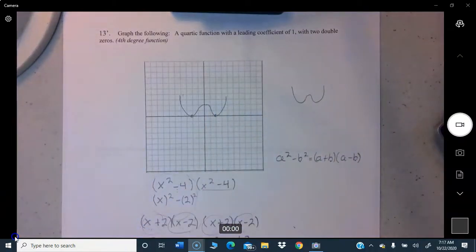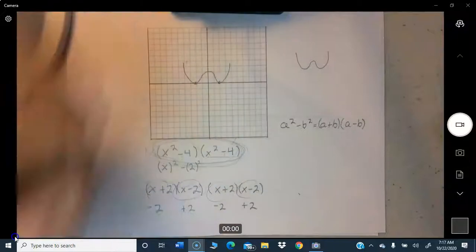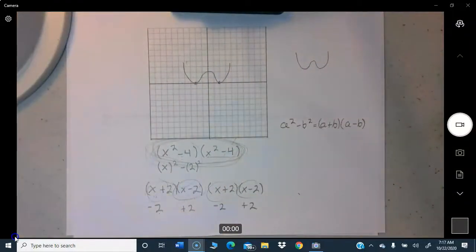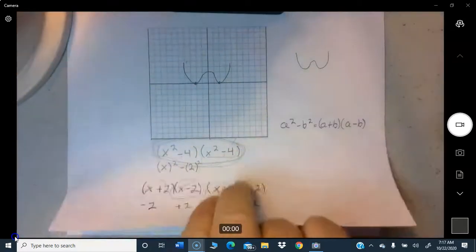So you just have to do this problem on the test. You cannot use these. You got to come up with your own, okay? But it shouldn't be very hard to do that. Okay, these are difference of squares. Okay, let me get the whole thing on screen for you there. So that's what I have for that. Okay, and we'll move on.